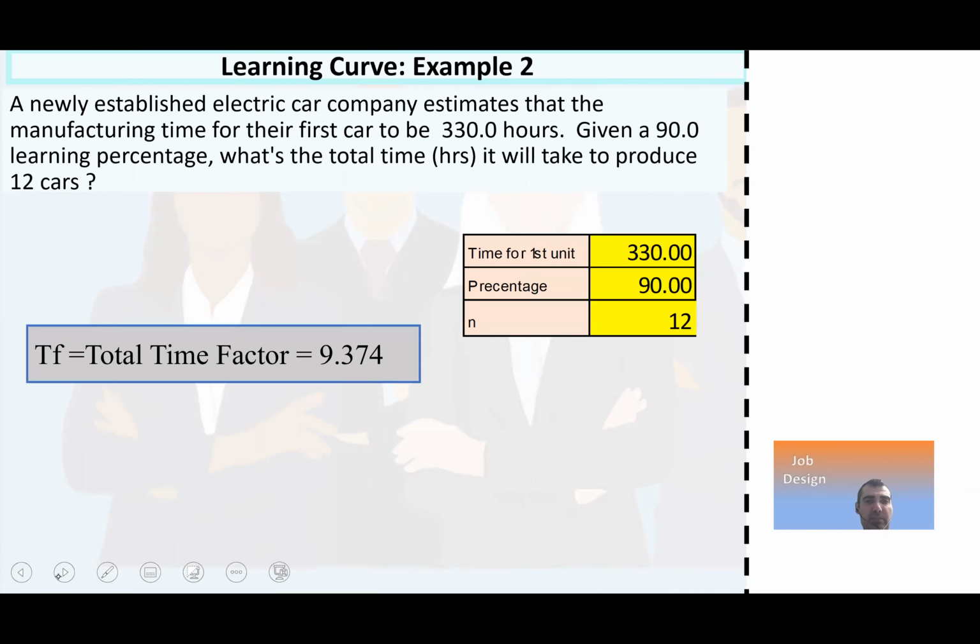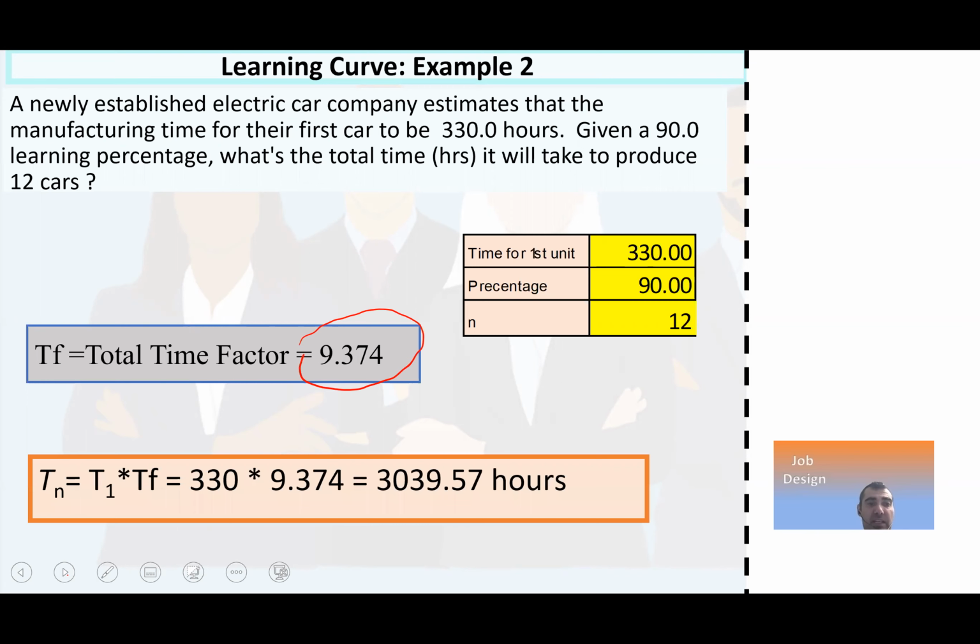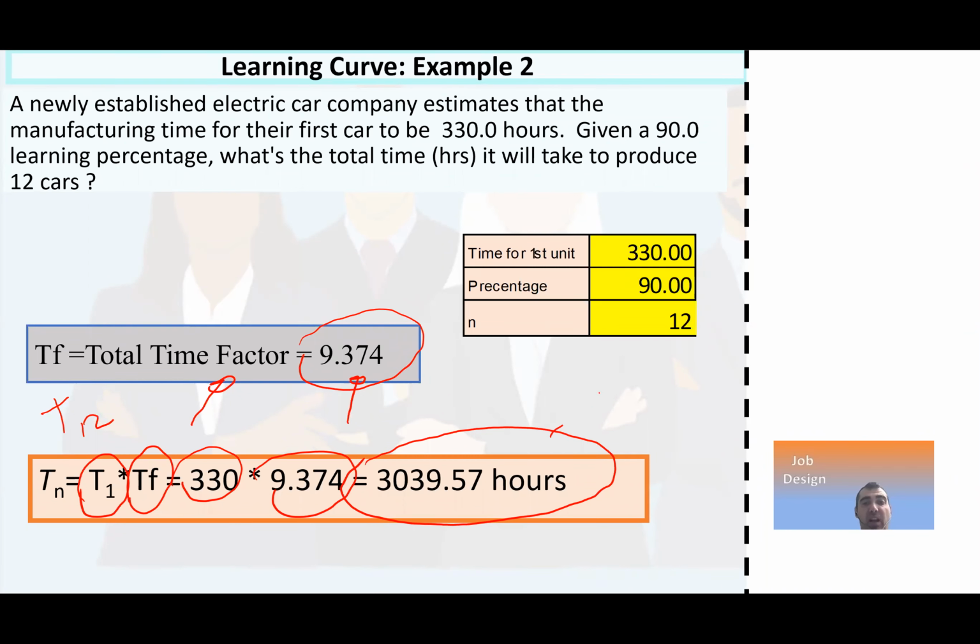Going back to the problem, we have T1, and we just found the total time factor, which is 9.374. Now, how do we find T for all 12 cars? We're just going to take T1, which is given, and multiply it by the factor. Very simple. So we have 330, and we got our factor to be 9.374 from the table. And we get the number of hours for all 12 cars: 3,039 hours.